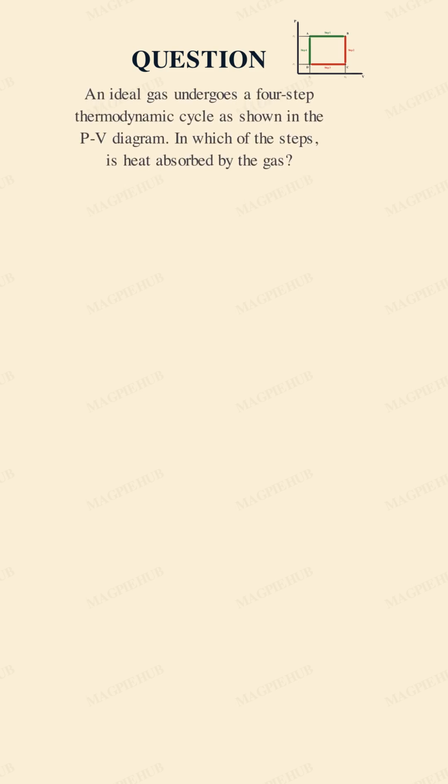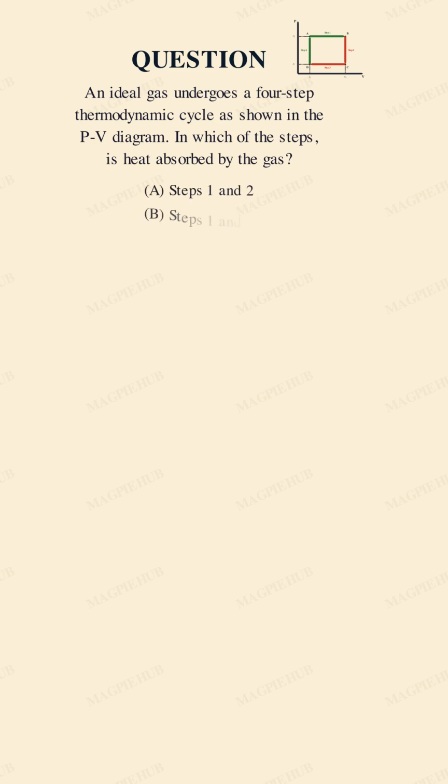The question asks, an ideal gas undergoes a 4-step thermodynamic cycle as shown in the PV diagram. In which of the steps is heat absorbed by the gas? The options are option A, steps 1 and 2, option B, steps 1 and 3, option C, steps 1 and 4, option D, steps 2 and 4.